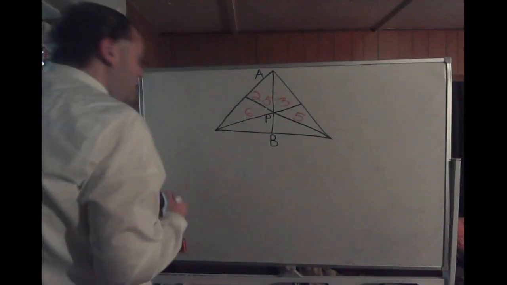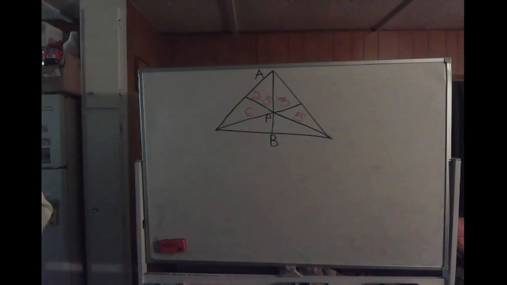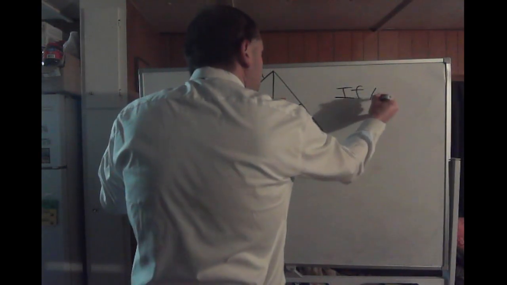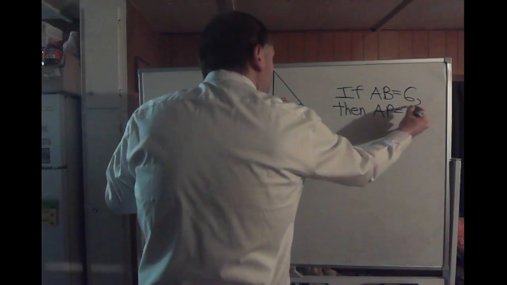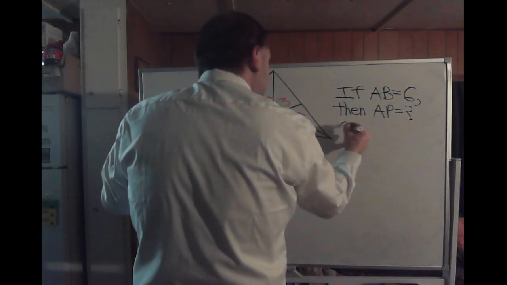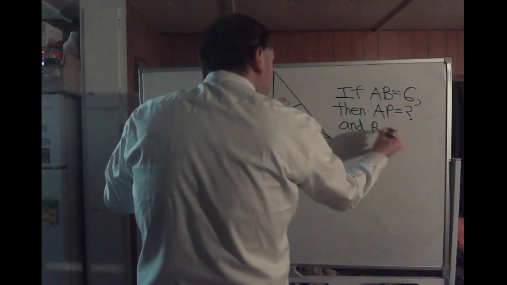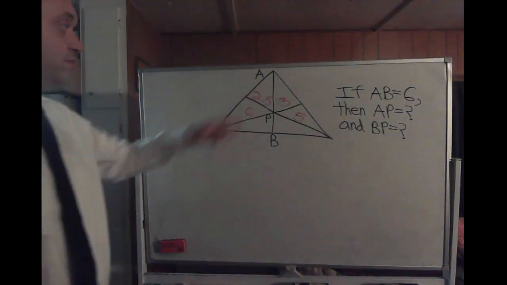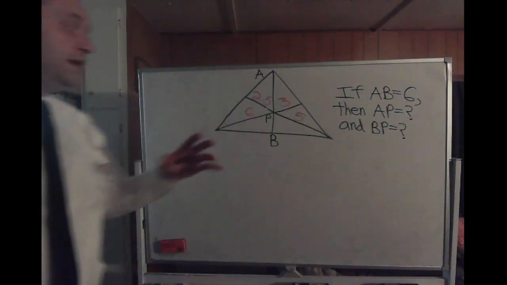Yes, so this is where proportional lengths really come in handy. Alright, so what do we got here for this one? If AB equals 6, then AP equals what? And BP equals what? Okay, so the length of median AB is 6, right?